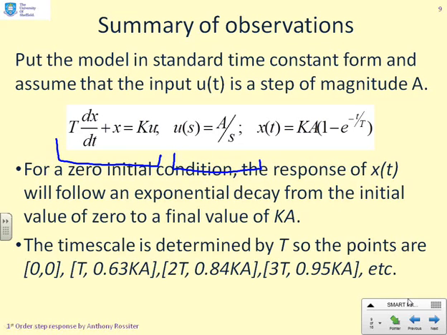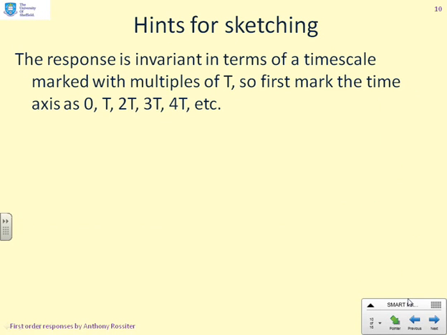So if we remember these values, hereafter plotting the responses becomes straightforward. So the key thing is the response is invariant in terms of a timescale marked with multiples of T. So first mark the time axis as 0, T, 2T, 3T, 4T, and so on.